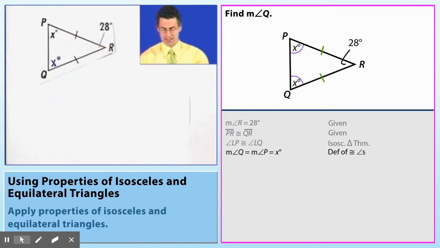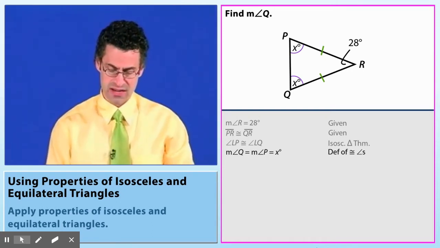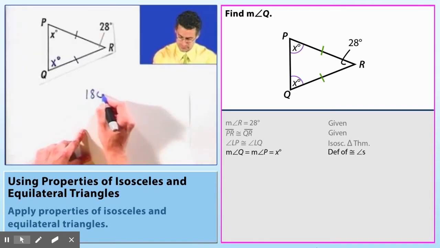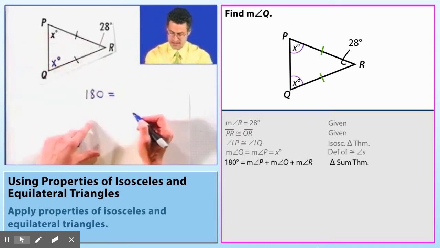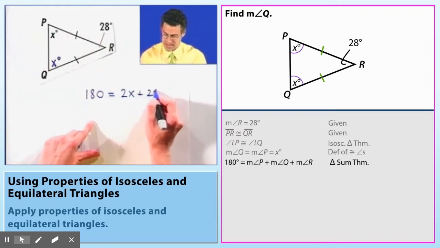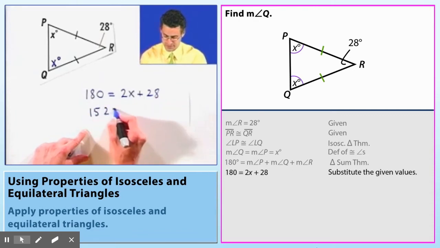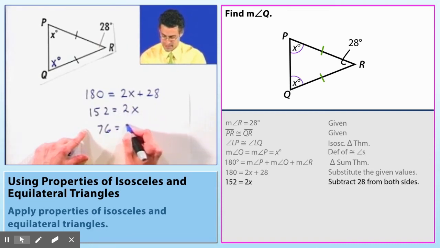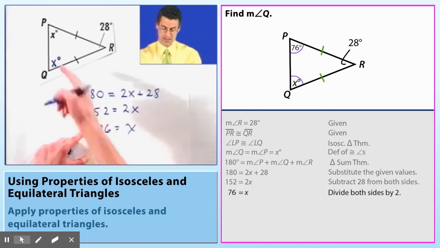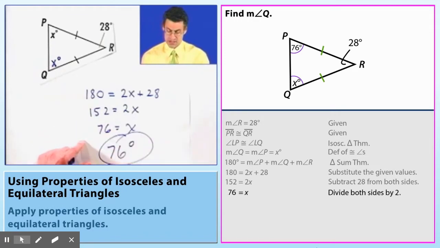Well, how am I going to find x? Well, I know that the sum of all the measures of all the angles in a triangle equal 180 degrees. So if I take 180 degrees, I know that's going to equal the sum of the measures of all these, which is x plus x, that's 2x plus 28. And so if I subtract 28 from both sides, I see that 152 equals 2x. And if I divide both sides by 2, I see that x equals 76. And so in the context of our problem, I see that the measure of angle Q is 76 degrees.